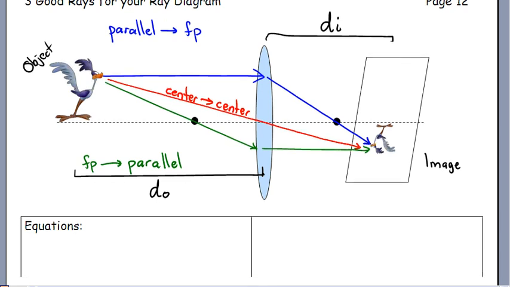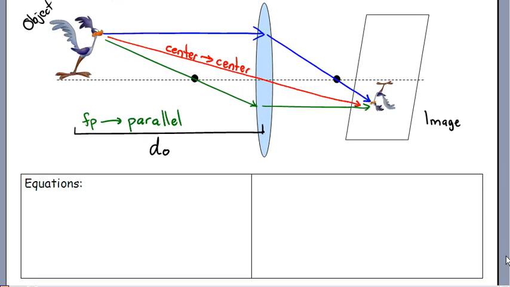All right, some equations that can help us out. Just two for the whole chapter. Here's one. 1 over the focal length, okay, that's the distance to the focal point, is equal to 1 over the object distance plus 1 over the image distance. One equation for the entire chapter, but you have to be careful because sometimes we're going to put negatives in there. If it's one of those weird looking lenses, we're going to put a negative value in for F. If the image is not on the opposite side, we're going to see a negative for the DI.